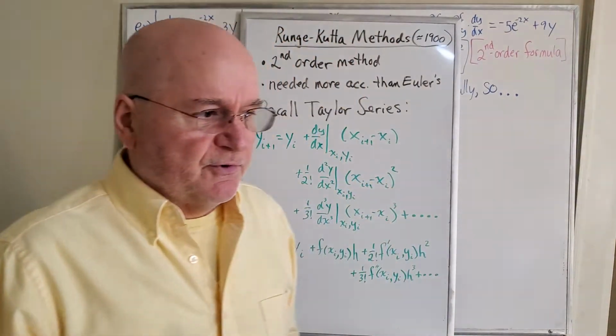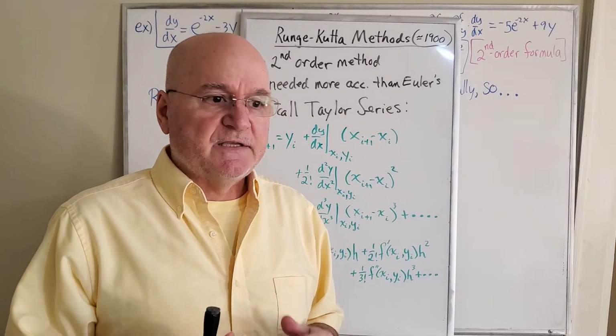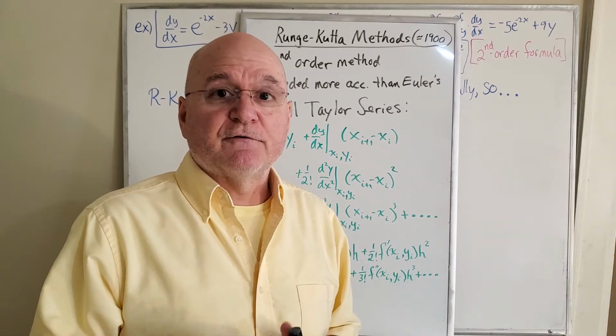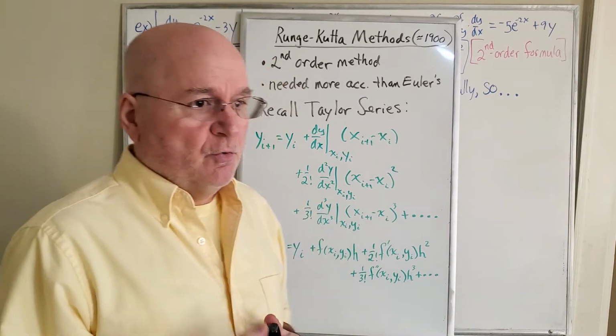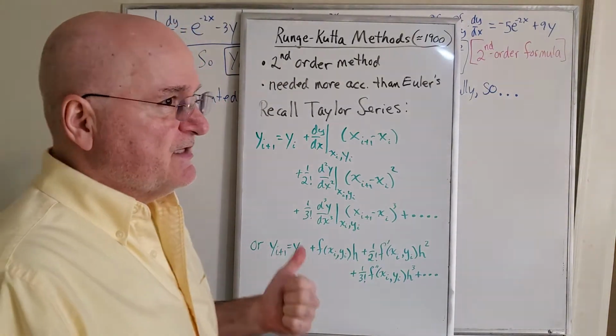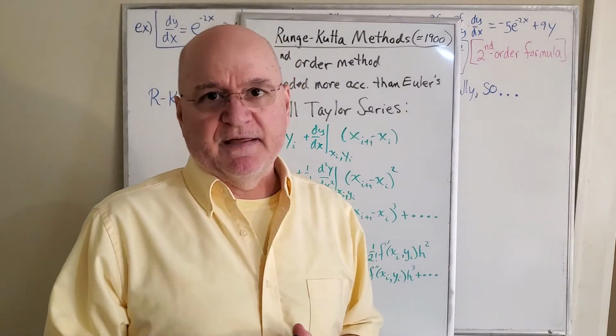Well, we just got through learning about Euler's method to solve, or approximate, estimate the solution to a differential equation, and it's considered a first order method. Only a first derivative was involved. Well, the next ones we're going to look at are called the Runge-Kutta methods.